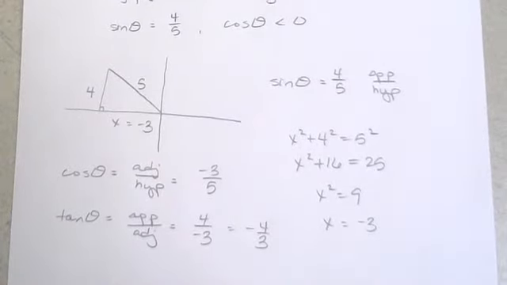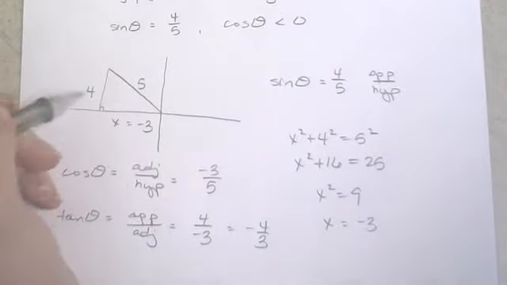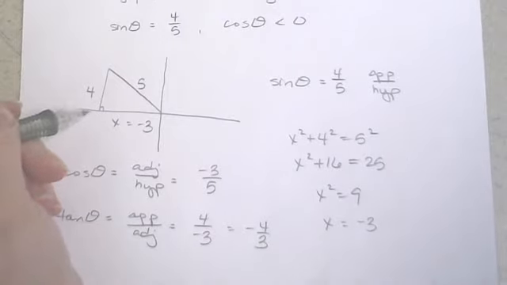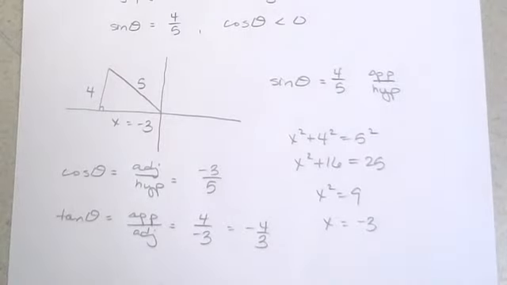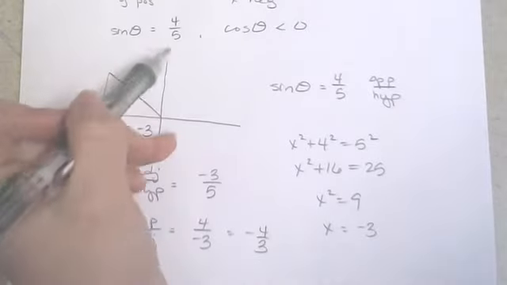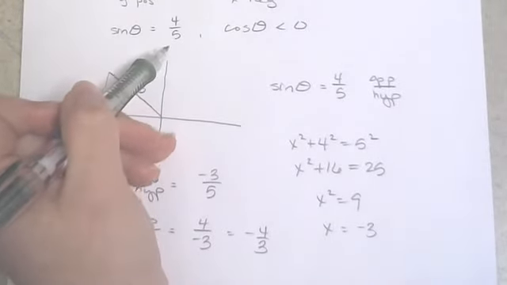Okay, so I really like this method better. I think it's simpler. When you draw the triangle, it helps you remember what your signs need to be. Okay, and it can apply to any problem where we know the value of one of the trig functions and we want to find the others.